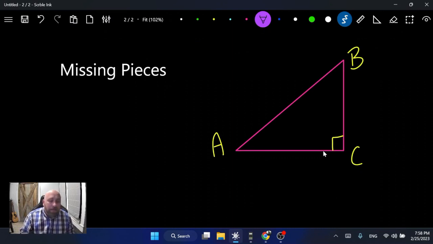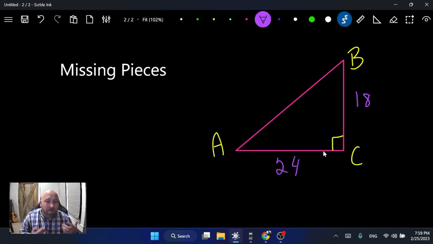Here it is. How do I find my missing pieces of a triangle using sine, cosine, and tangent? So here's what I have, and this is going down in your exercises 7.4. This is number 6. I have BC equals 18, and then AC equals 24.